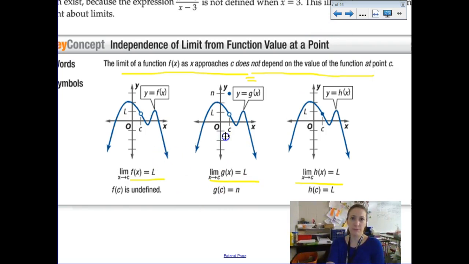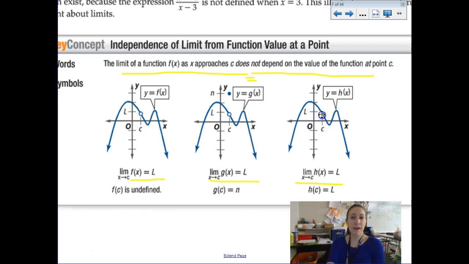Independence of limit from function value at a point. So these two graphs are showing you that when you try to actually plug in the number c, the function itself is undefined. That's that removable discontinuity idea. But the limit does exist. So that's the big key difference today. While the function is not defined at the value, I can give you an estimate from the idea of what's called a limit.